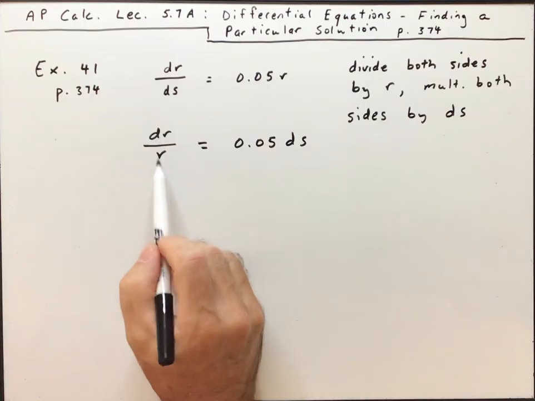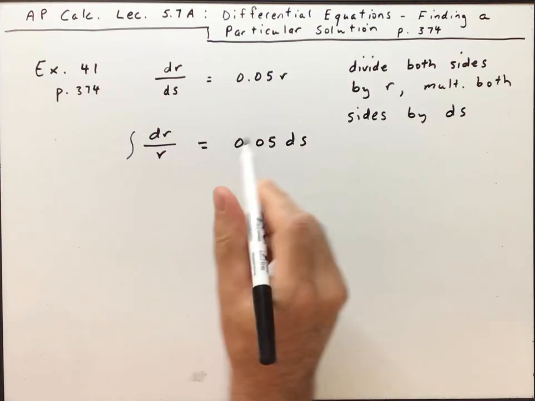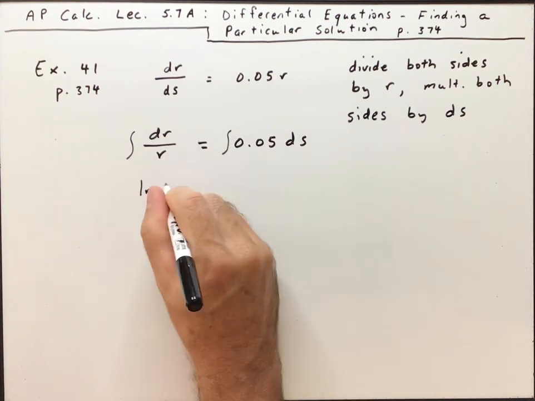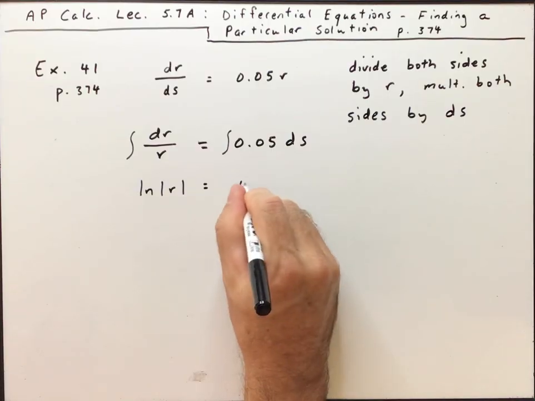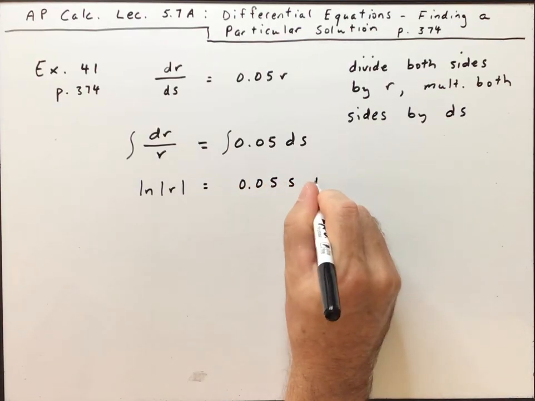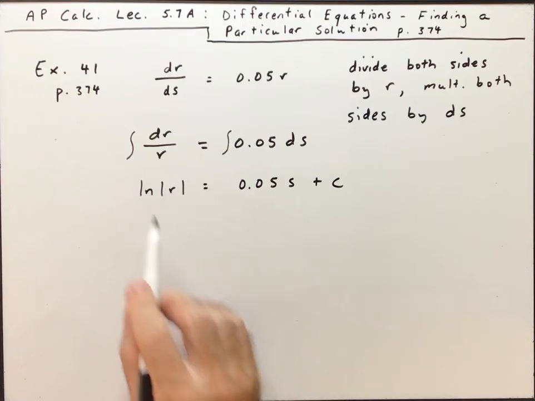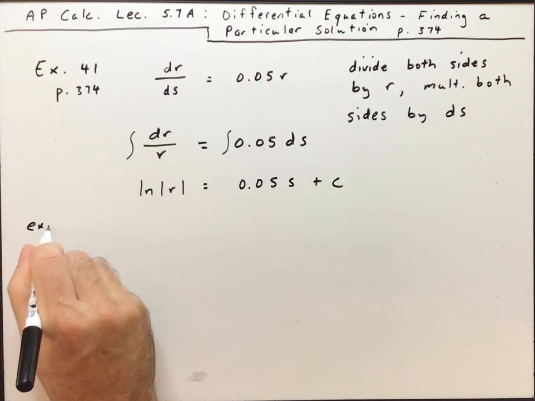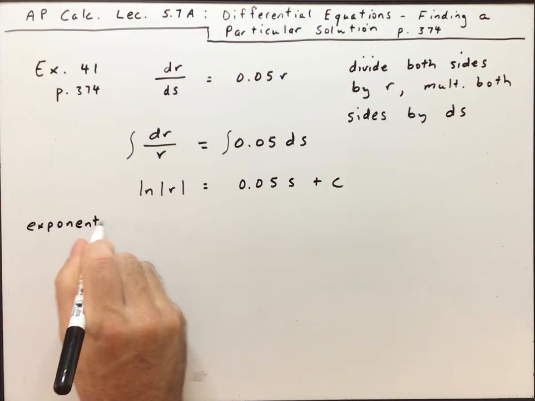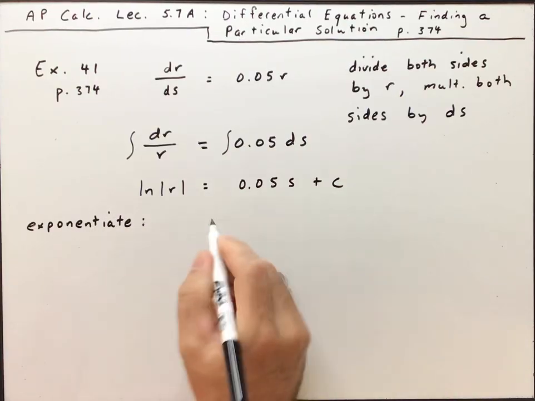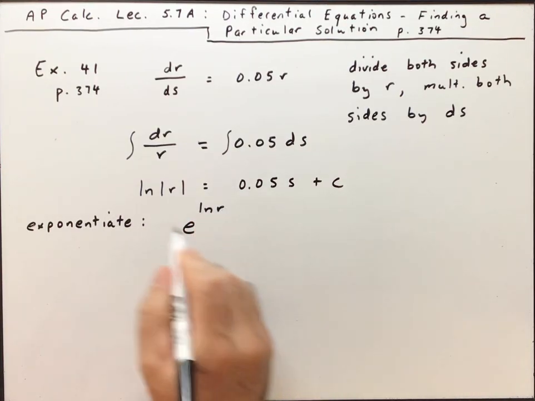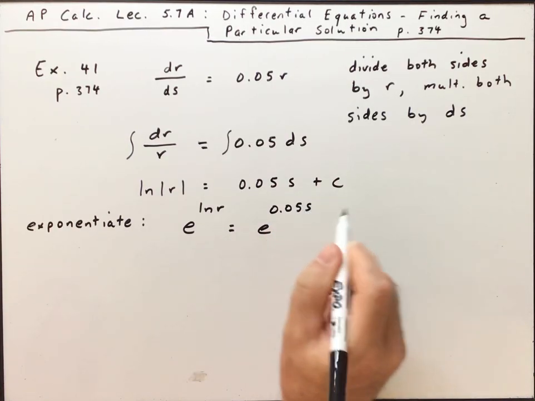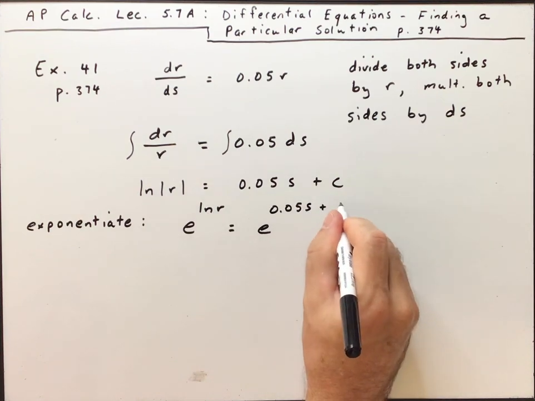You'd end up having dr over r. Let's not complicate things by having that constant with that natural log. So you'd have the natural log of the absolute value of r is equal to 0.05 s plus c. Now we don't want to leave it like this. We want to exponentiate both sides. So that's going to be e to the natural log. I'm going to go ahead and get rid of the absolute value, is equal to e to the 0.05 s plus c. 5 and s look similar, so sorry about that.